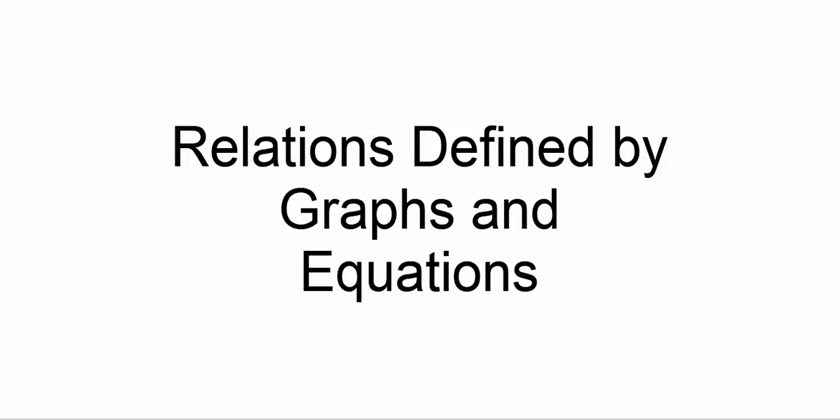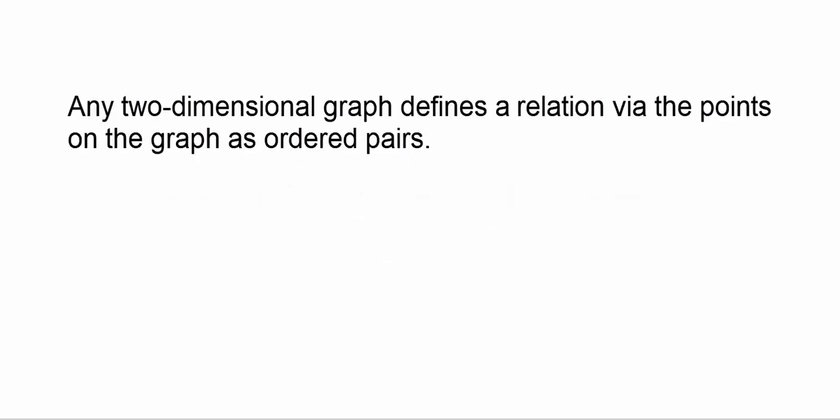Today, let's look at relations that are defined by graphs and by equations. Since any point on the Cartesian coordinate system can be written as an ordered pair, and sets of ordered pairs define relations, any two-dimensional graph defines a relation via its points on the Cartesian coordinate system.